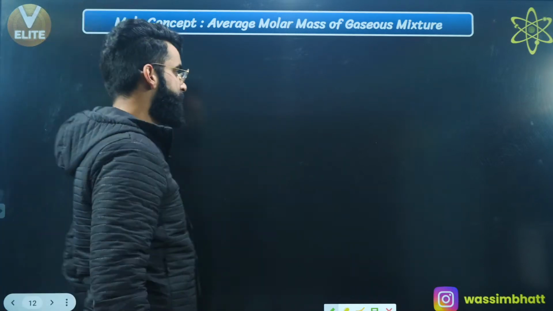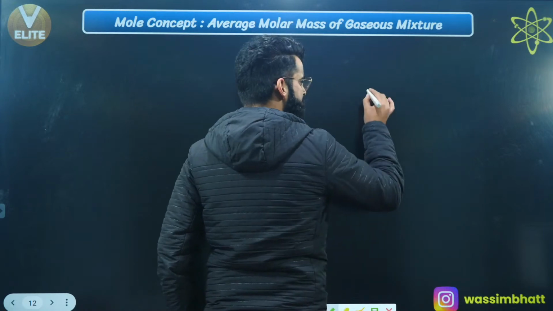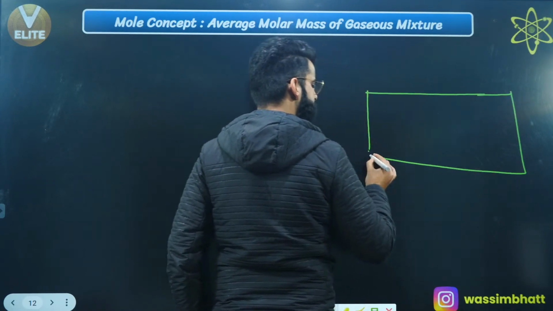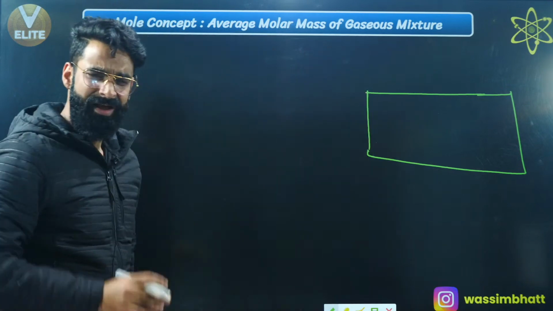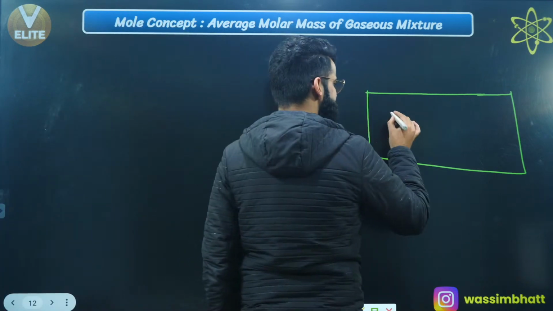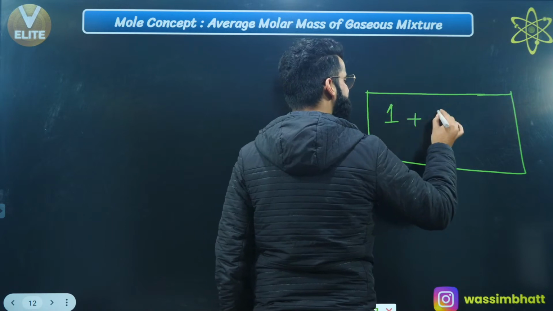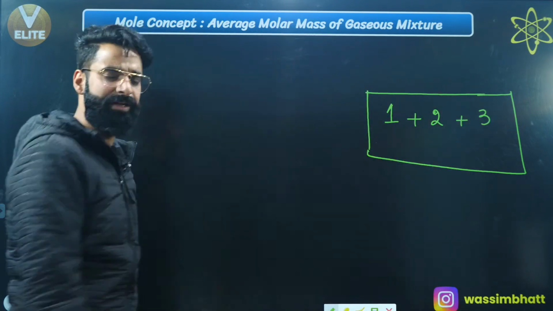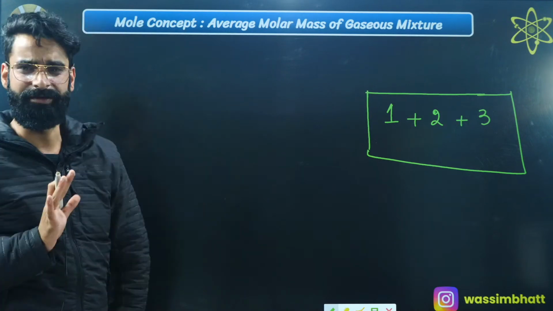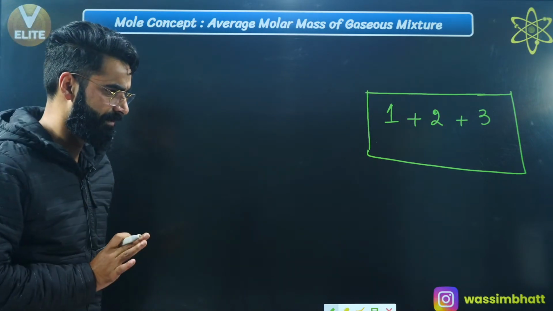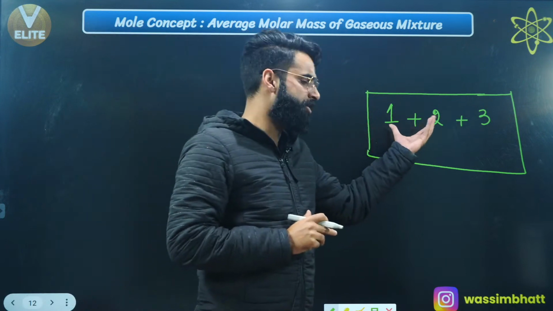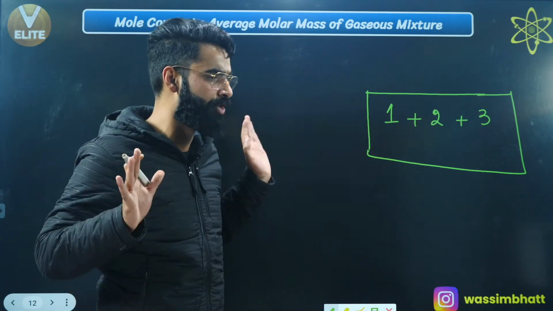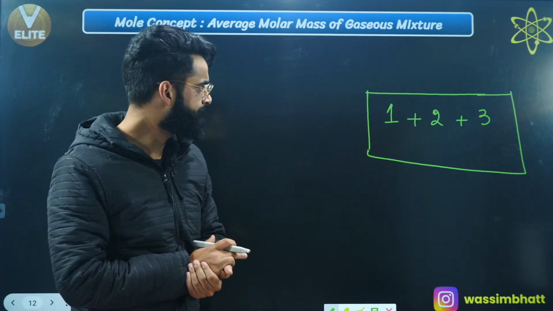Have a look. For example, I'm taking a container. Understand properly what I'm going to talk about. Let's say this is the container which I have. Let's assume this container contains 3 chemically non-reacting gases: gas 1, gas 2, gas 3. That means these gases are not reacting and forming some new product, right? These are chemically non-reacting, which I'm assuming, okay?